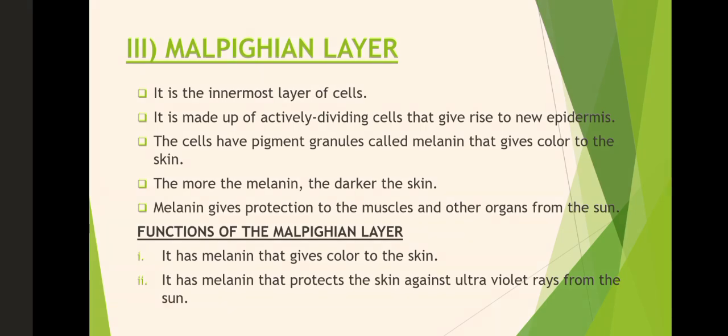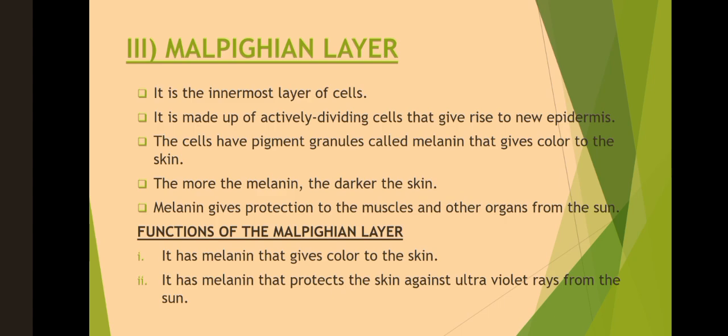The third layer that follows the granular layer is the layer that you are calling the malpighian layer. And I want you to know that this is the innermost layer within the epidermis. This layer is normally composed of some cells that we call melanocytes. Those melanocytes normally produce a pigment that we call melanin. And that pigment is very important because it gives your skin the color. And normally, those people that have a lot of melanin, their skin appears darker in complexion.